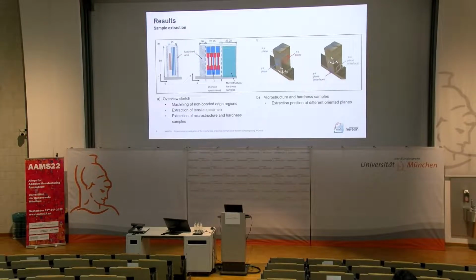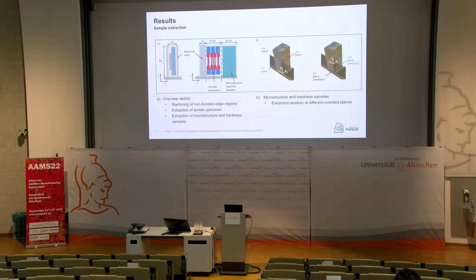So those unbonded regions at the edges were then machined off in the next step, and afterwards, we were interested in extracting our samples. This can look like this sketch here on the left-hand side. This is the machined area. From this area we could have extracted tensile specimen. And here, this is what we did in this study. We looked at the microstructure and at the hardness of our sample.